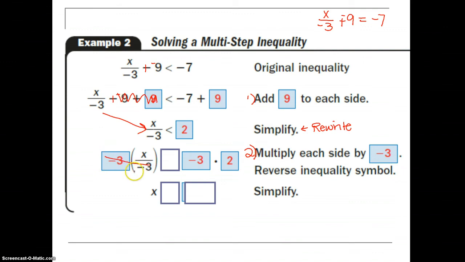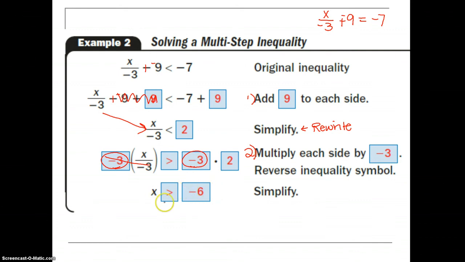Negative 3's cancel. Because remember, that's like 1 over negative 3 times negative 3, which is 1x. Negative 3 times 2 is negative 6. Because I multiplied by a negative 3 on both sides, this inequality changes from a less than to a greater than. It is x is greater than negative 6.